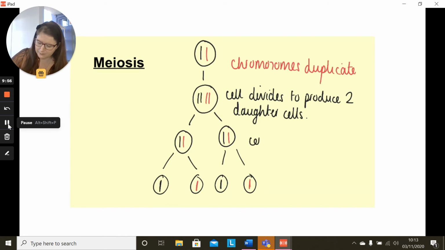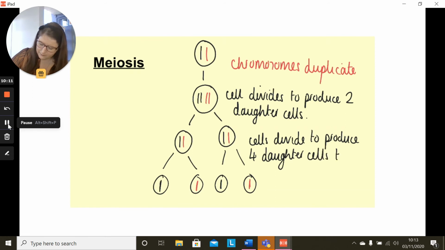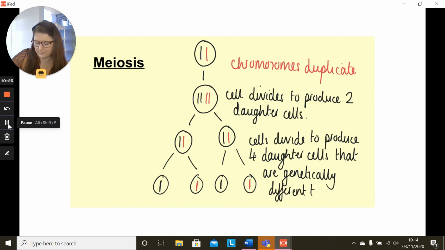So the cells divide to produce 4 daughter cells that are genetically different to the mother cell. They are genetically different. They have half the number of chromosomes. Why do they have half the number of chromosomes? Remember, it is to produce gametes.